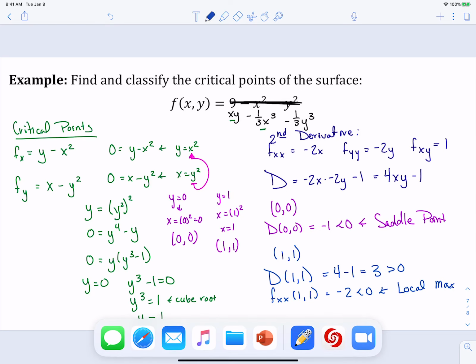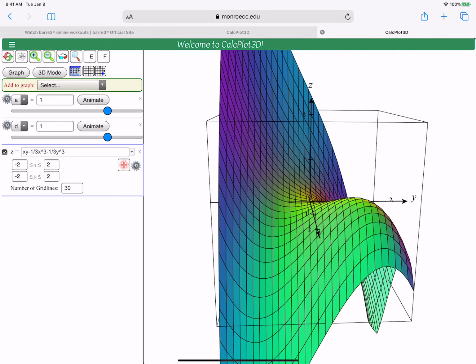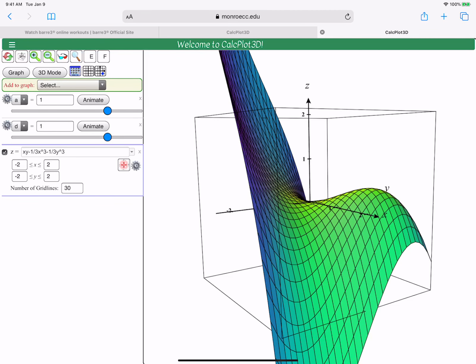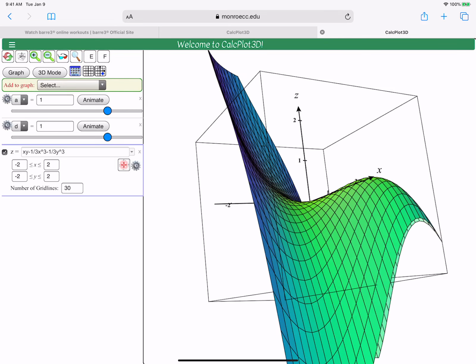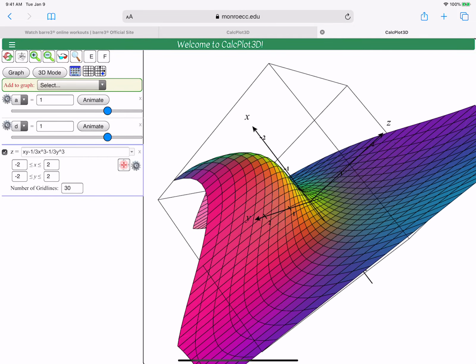So let's take a look at this graph really quickly. That's the one I actually started on. All right, there we go. Oh, yeah, we can hopefully see it here. Scoot that up a little bit. There's our maximum point at 1, 1, and then you can see our saddle point. And so it looks a little different there, but yeah, we're getting that saddle point there at 0, 0.